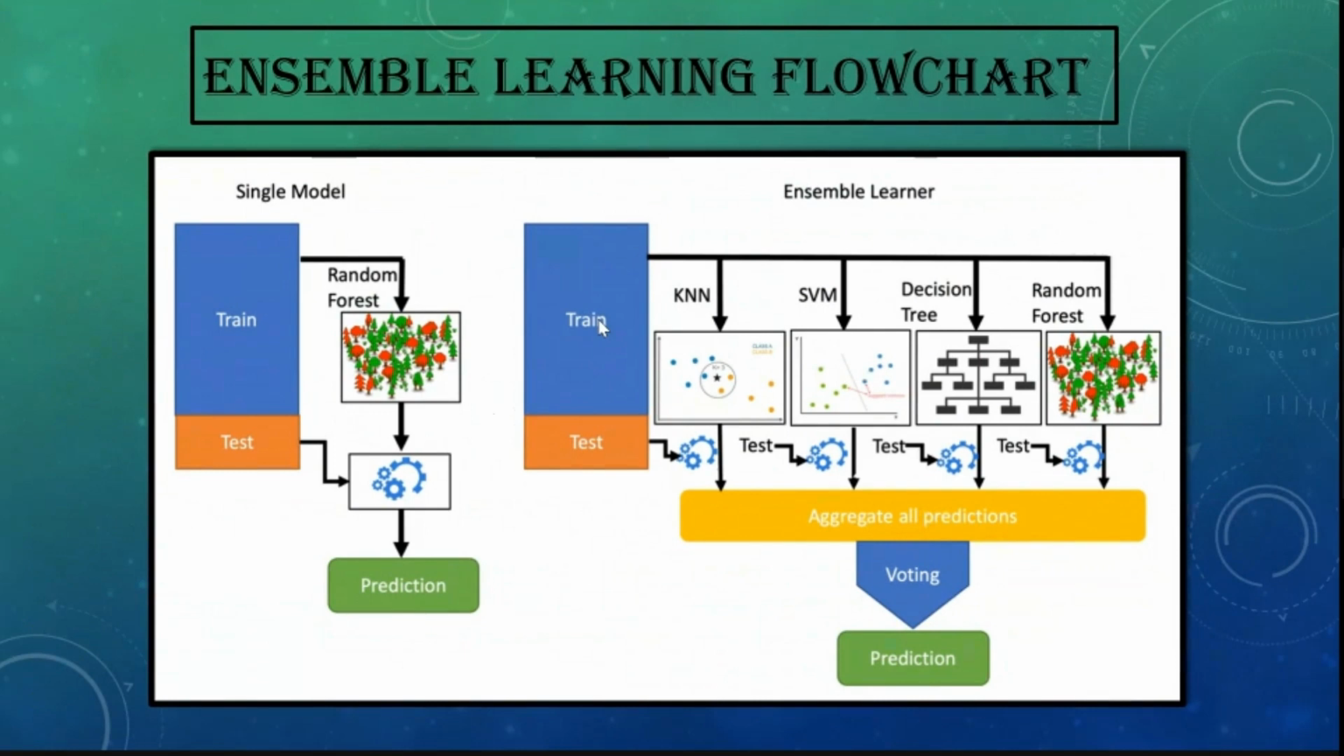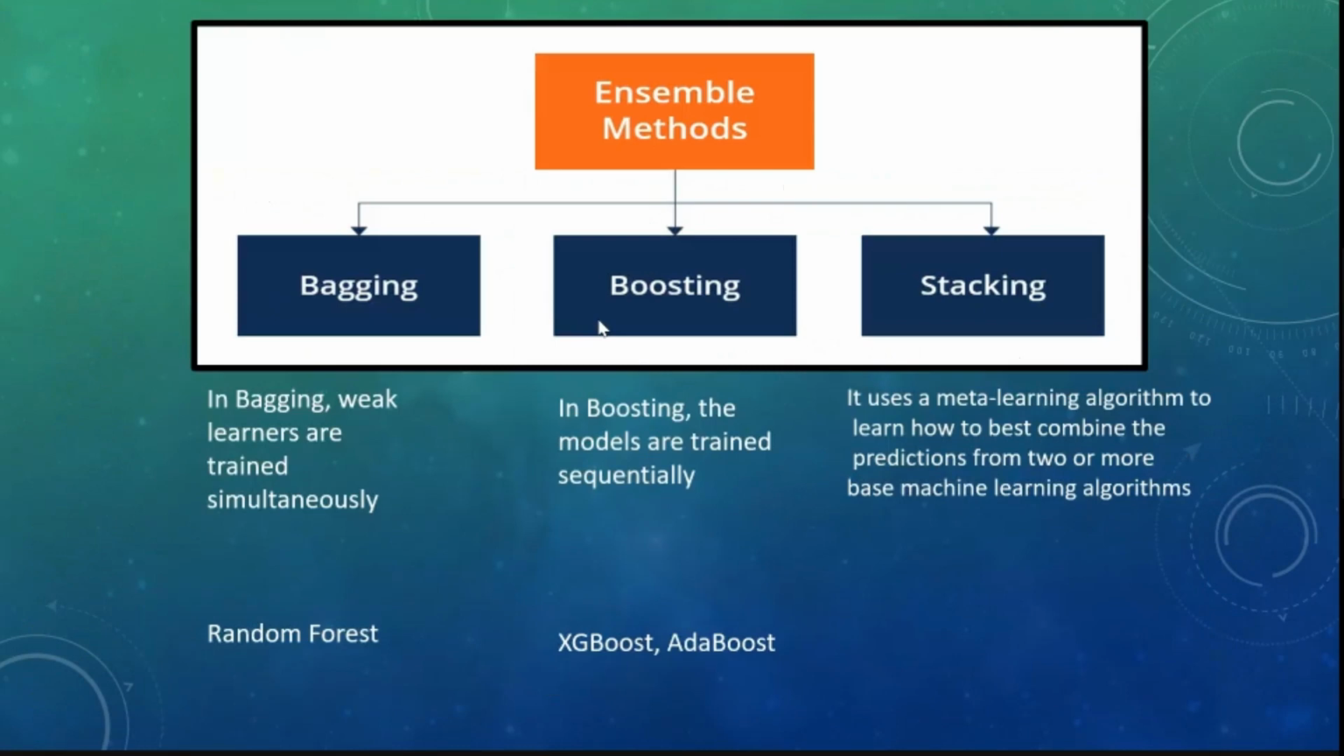So what is this aggregation? If we consider a regression problem, then the aggregation will be the mean of all the outputs, because in regression we have a continuous output. And if this is a classification problem, the aggregation will be the mode, or the majority wins. So this is the ensemble learning flowchart at a very high level.